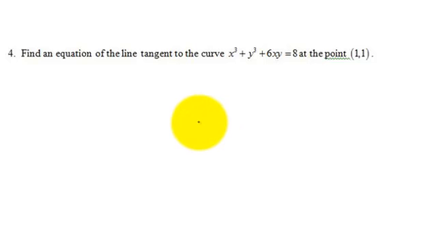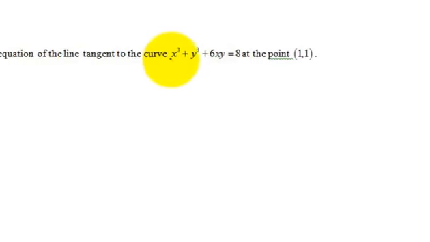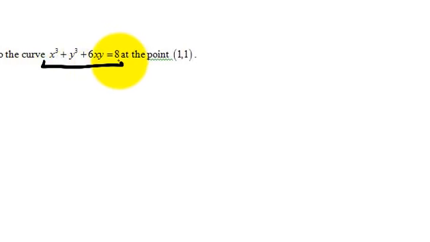Okay, let's do number 4 from exam 2. Find an equation of the tangent line to the curve x cubed plus y cubed plus 6xy equals 8 at the point (1, 1). So if I want the tangent line, what I have to do first is find the slope. In order to find the slope, I have to differentiate. Now what this is here is that I'm going to have to use implicit differentiation.